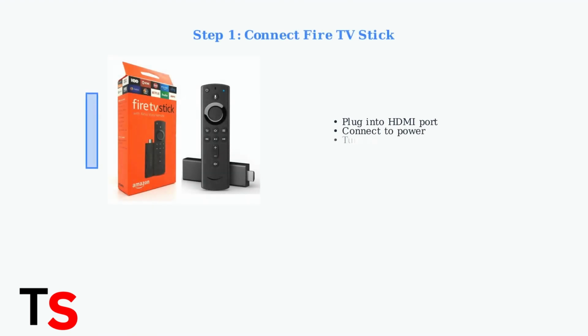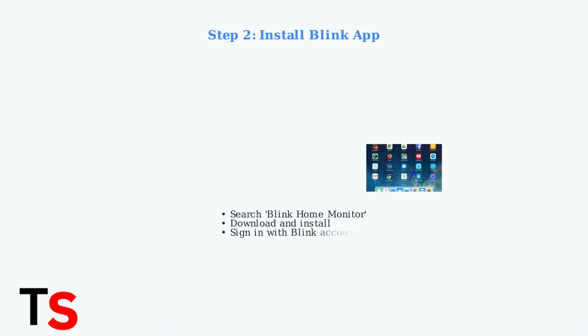First, connect your Fire TV Stick to your smart TV's HDMI port and power it on. The Fire TV Stick is your gateway to viewing Blink camera feeds on your television. Navigate to the Fire TV App Store and download the Blink Home Monitor app. This app will be your control center for viewing camera feeds directly on your television.